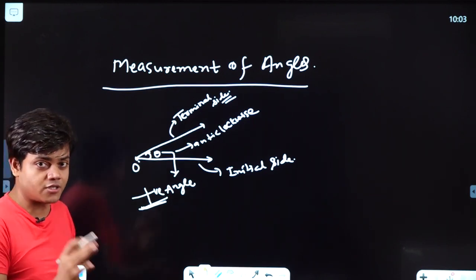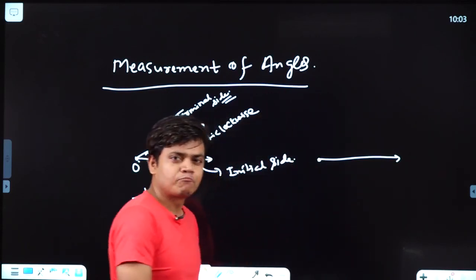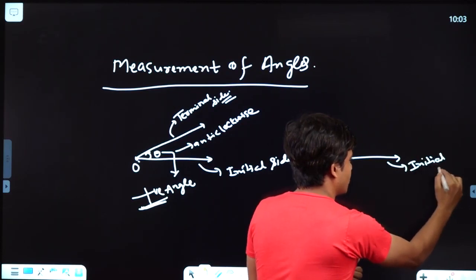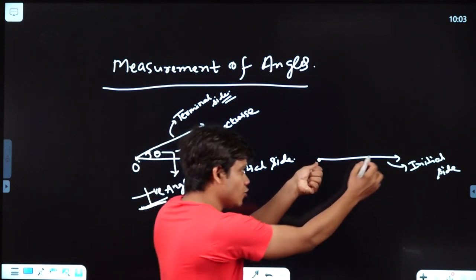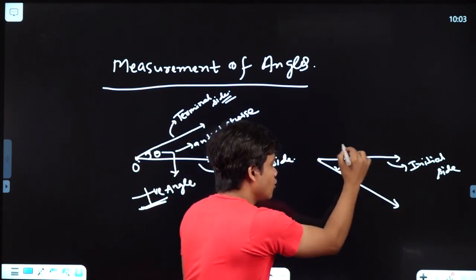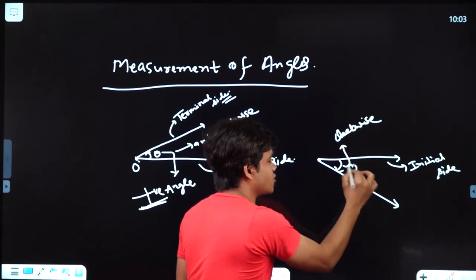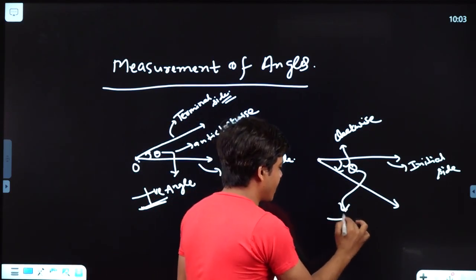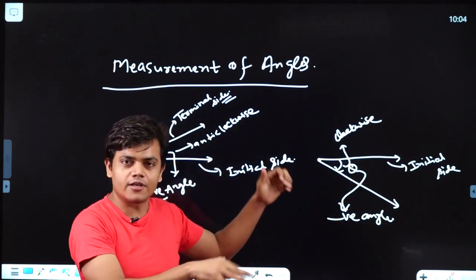So note it down. Now, think, if this is your point and this is your initial side, and you are putting your thumb over here and moving this in clockwise sense, in which sense? Clockwise. So if the sense of rotation is clockwise, then we will say that this angle is negative. So negative angle if the sense of rotation is clockwise.